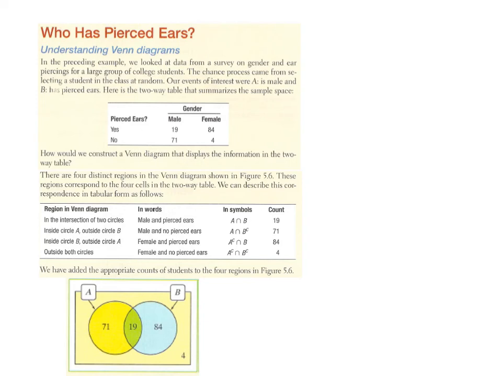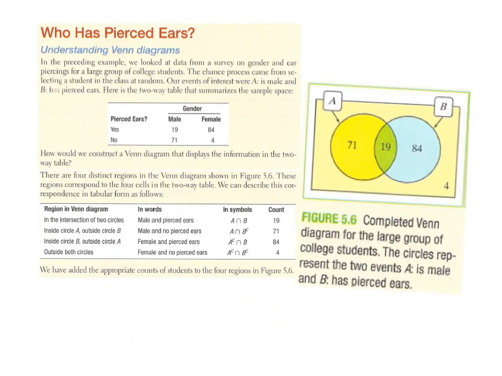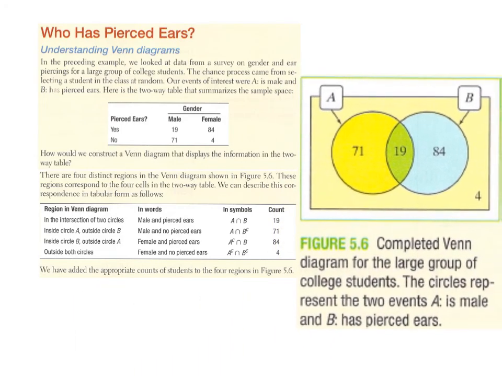So we've got our one circle. Let's bring this over here. Essentially we have one circle that's going to represent males, and that would be A. So there's our event A. We had 71 males that did not have pierced ears, and we had 19 males that did have pierced ears. So we see our 19 males fit right there in the middle where the two circles overlap. There's my intersection, because event B is everybody that has pierced ears.